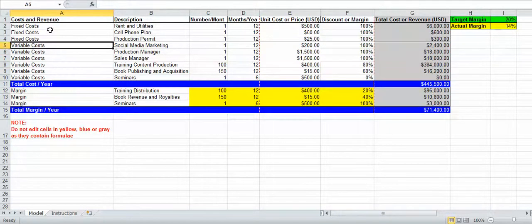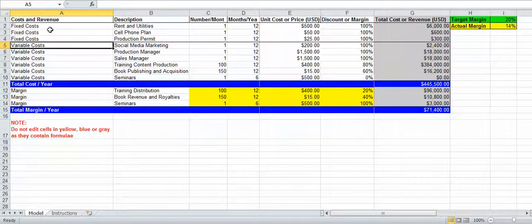So we've used StartSmart as an example. We've put in some fictitious prices, time periods, quantity sold per month, and margins, just to give you a bit of an illustration. So to start, we have three fixed costs: rent and utilities, the number of units consumed per month, meaning however many times per month we pay for it, which is just one, the number of months per year, then of course the total cost that arises from that. I'll come to the percentages in a moment. So I've detailed things like our cell phone plan and our production permit for the various trainings and books that we produce.